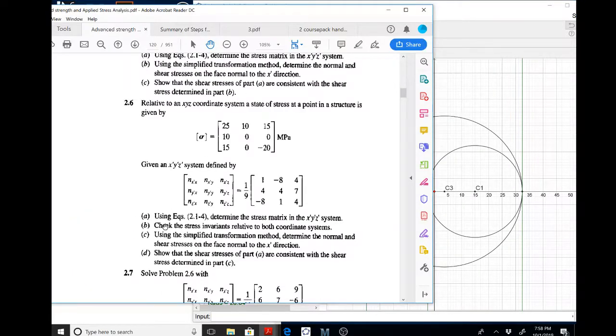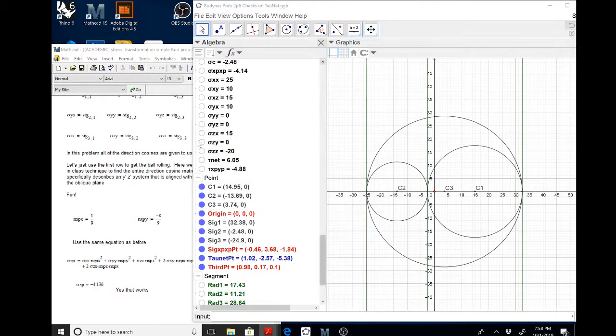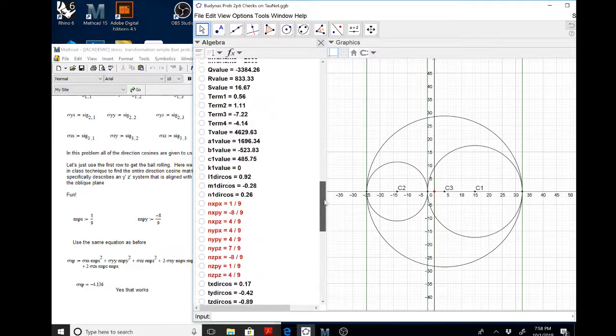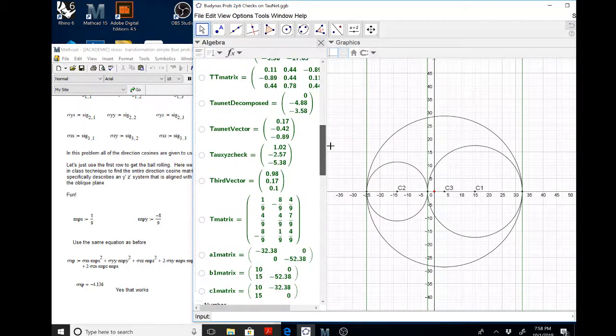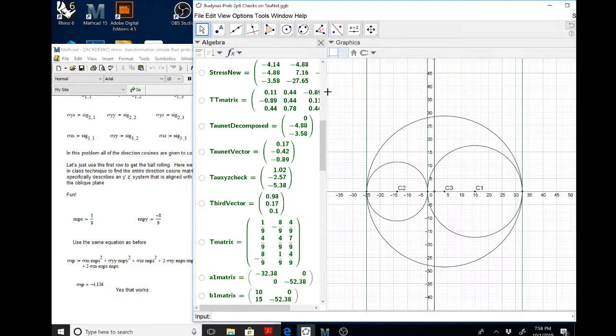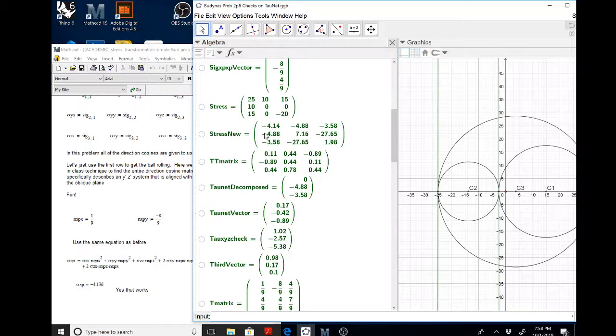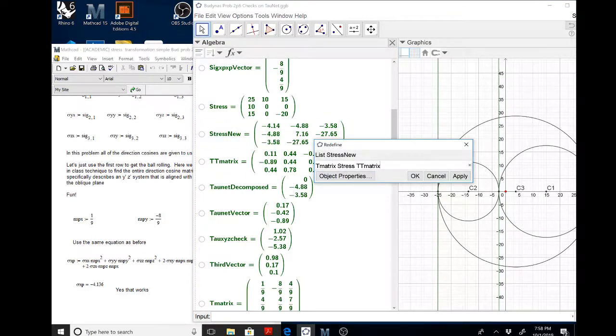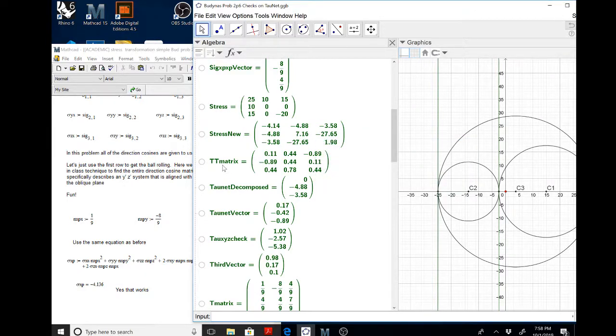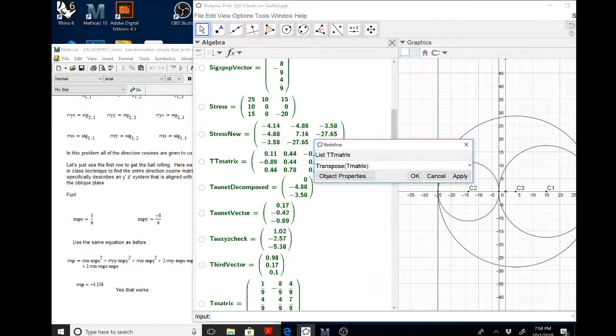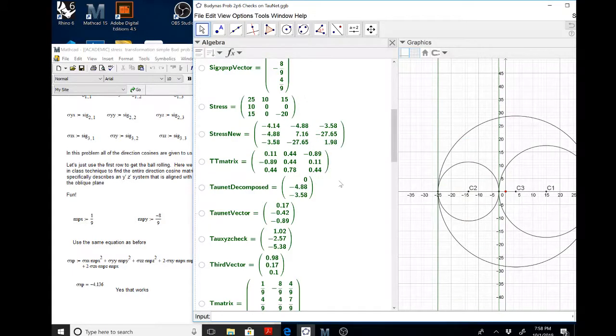Okay, so the next thing is looking at that problem statement. What was the problem here? Determine the stress matrix in the x prime, y prime, z prime system. We already did step B. We got the invariants. So let's do the new stress matrix. Well, there's two ways, of course, of doing that. Actually, there's a third way, but I haven't quite figured that one out yet. The two ways are the easy breezy way, which is stress nu here. Stress nu is simply the T matrix times stress times the T transpose matrix. And I just called that T transpose here, the transpose of the T matrix.